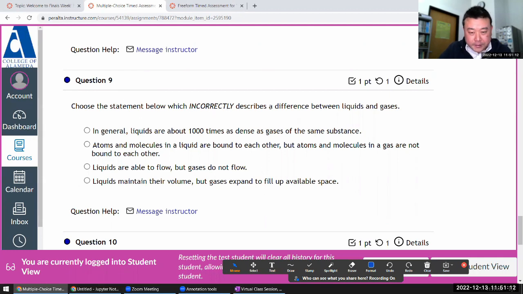Which of these incorrectly describes the difference between liquids and gases? Oh, yeah, liquids, that's about right. So that's correct. Atoms bound to each other, that is also correct. Gas is mostly free. Yeah, that is incorrect. Liquids and gases are both fluids because they both flow.